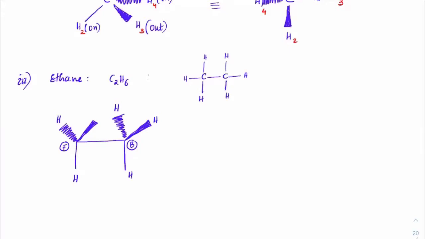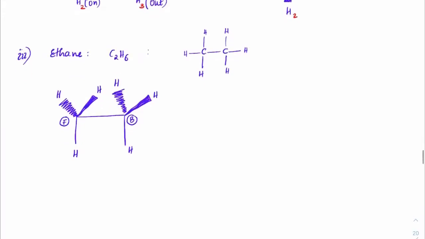And when ethane exists in this particular form, where this hydrogen and this hydrogen are almost on the same plane, these two hydrogens, this one and this one, are on the same plane, and these two hydrogens are on the same plane. When all of them are coinciding with each other, we call them eclipsed. This form is called eclipsed.